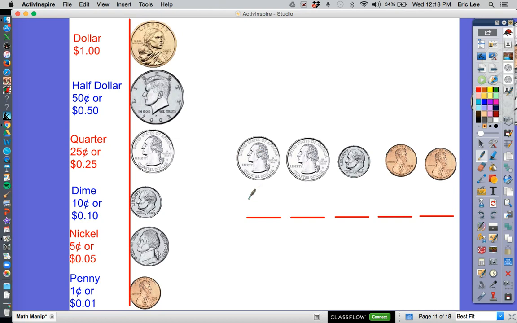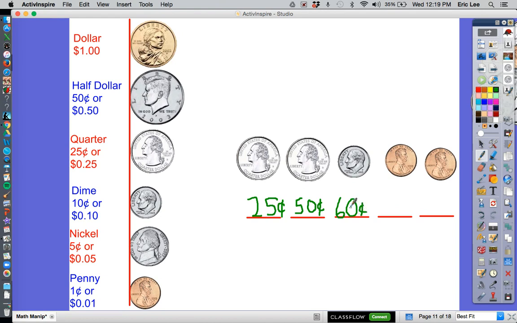So my quarter, my first one, we already said it's worth 25 cents. So I'm going to put 25 cents right underneath my quarter. Then next one, 25 plus another 25. 25 plus 25 equals 50. So now I'm at 50 cents. I'm going to put that right underneath that second coin there. Then I'm going to keep right on counting. So 50 cents plus my next coin plus 10, that's a dime. So 50 plus 10, that equals 60. So I'm at 60 cents right now.